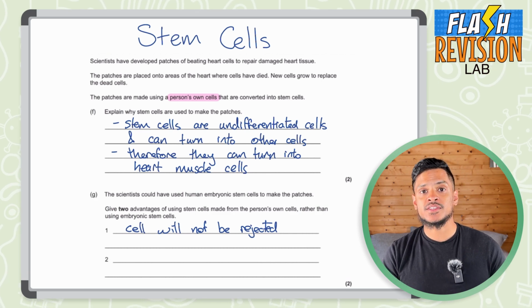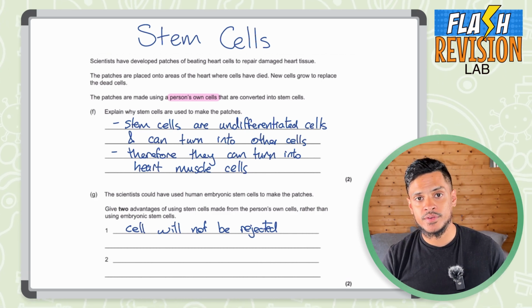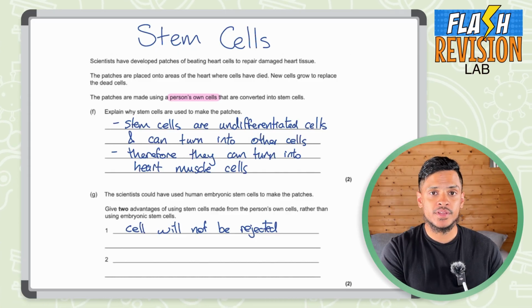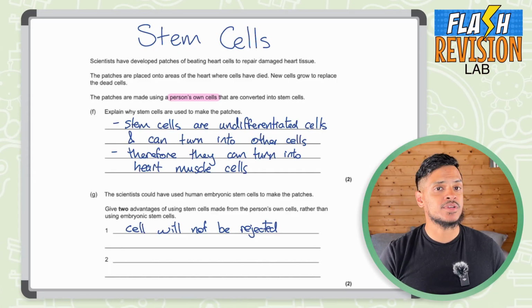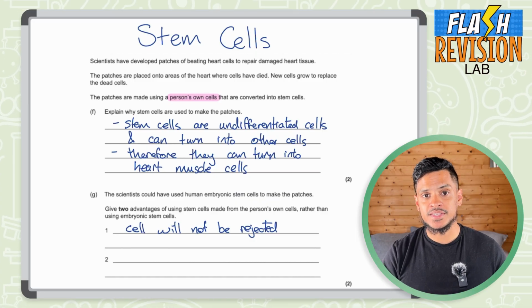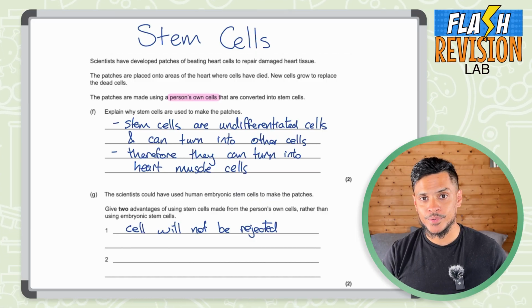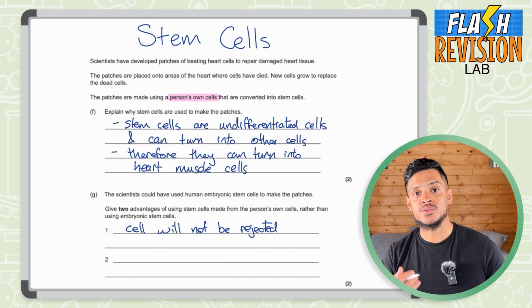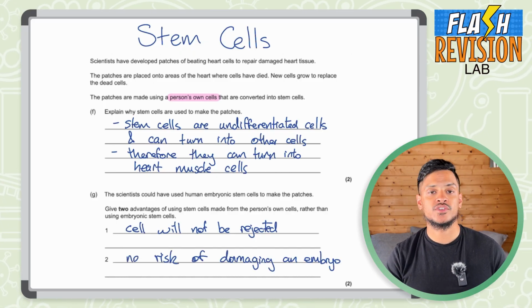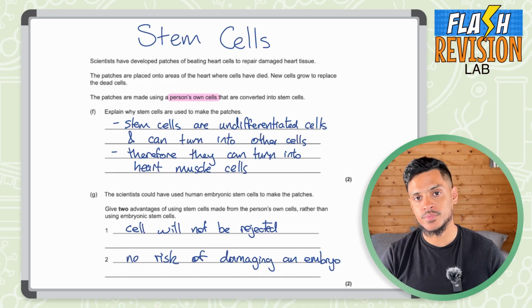The other thing is some of the ethical issues surrounding embryonic stem cells. Some people say that using embryonic stem cells is killing a potential human life. So by not using the embryonic stem cells, you're basically not damaging an embryo. So there's no risk to damaging an embryo. You can also say there's no risk of a potential human life being destroyed as well.